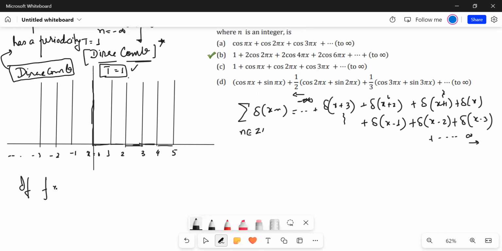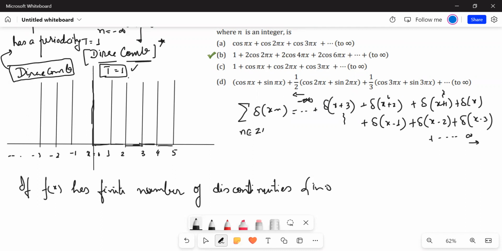So if f(x) has a finite number of discontinuities, and it's not necessary that it may always have discontinuities, but if at all it has discontinuities, then it must have a finite number of discontinuities in one period, and you can say that it is a periodic function. At max it can have only a finite number of discontinuities.